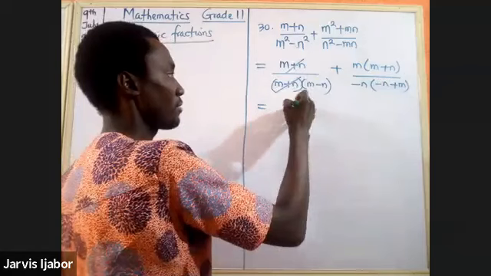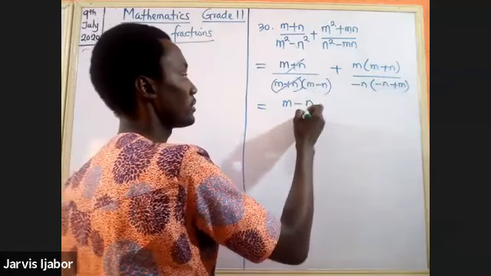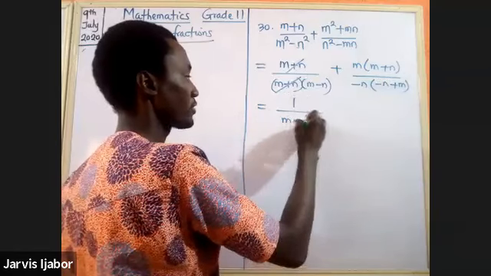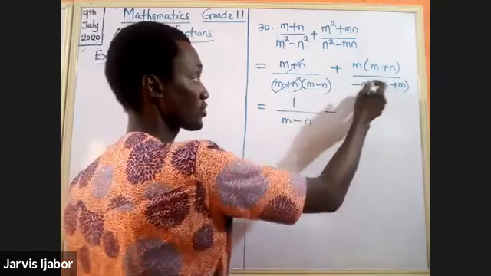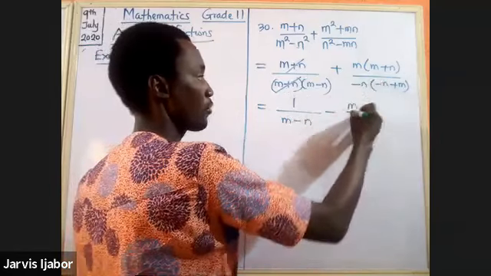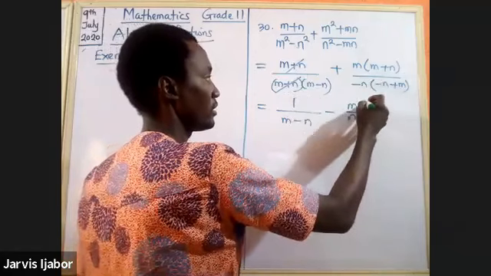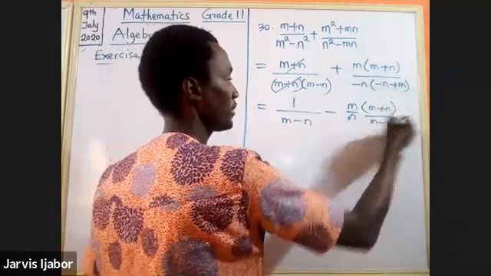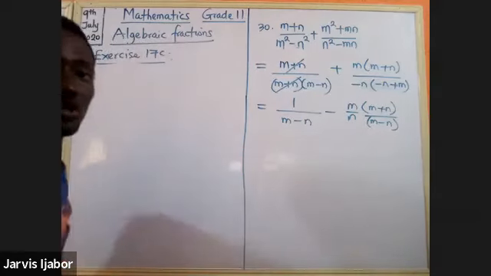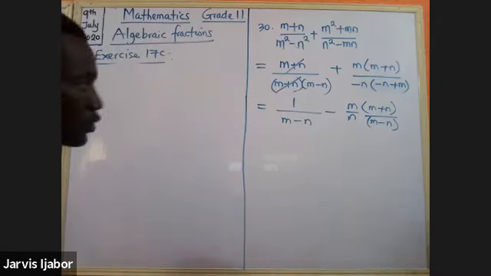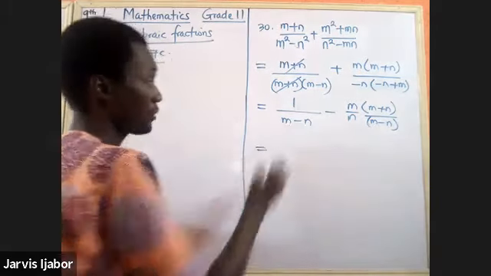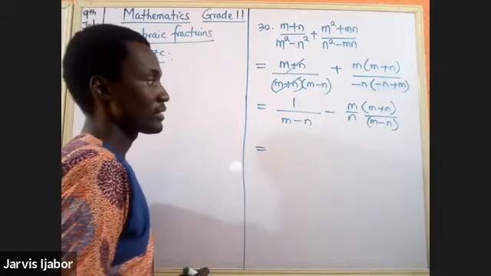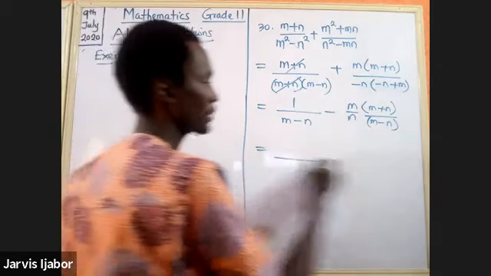I'll be left with m minus n, 1 over m minus n minus m over n into m plus n over m minus n. So that's what you're going to have. So how do you proceed with this? Now, there are different ways you can go about this. I'll take the simpler approach.